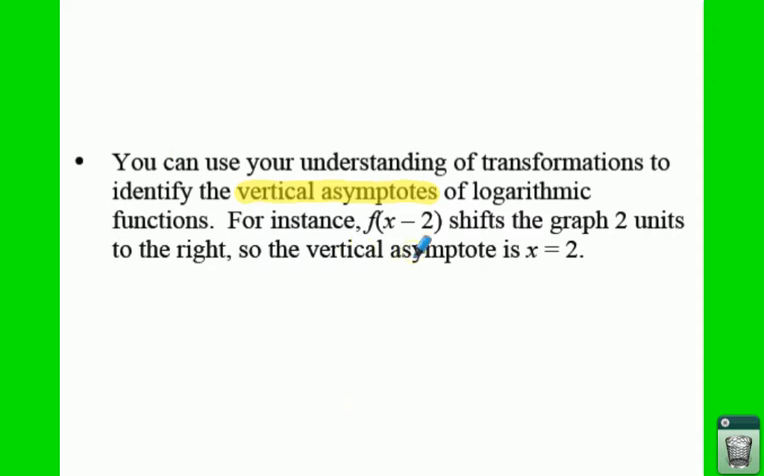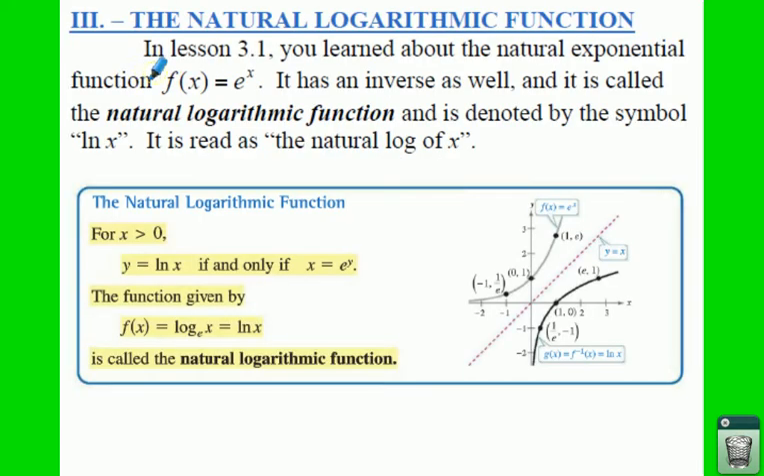What these shifts are going to show you: an x minus 2 is a horizontal shift because it's inside your function. That's going to shift your graph to the right 2, which also means your vertical asymptote is shifted to the right 2. Now, you can use that to help you graph anything, but I just wanted to go over that before I start going over the natural log function.